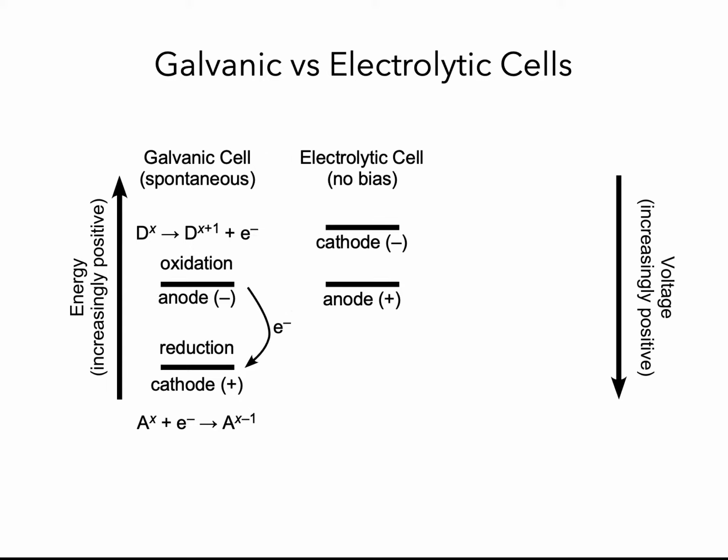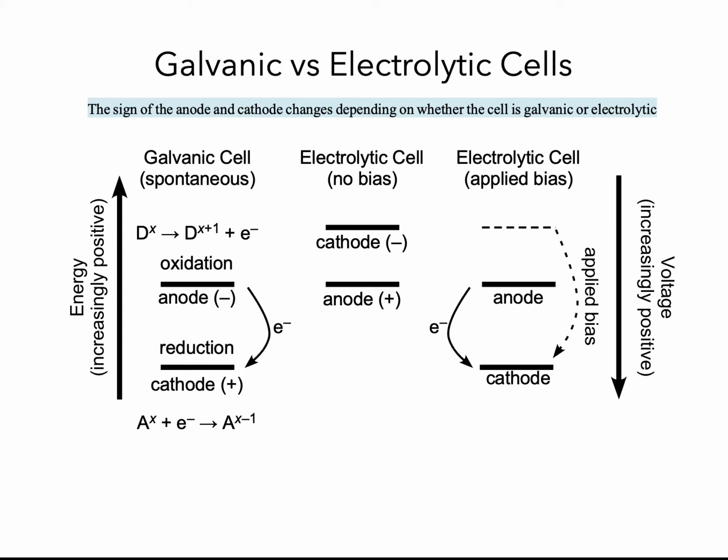In an electrolytic cell, there's no reaction at first. It's not spontaneous. The cathode must be at a more negative potential. But if we apply a bias, we can move the cathode down to a more positive potential, and then electron transfer can occur from the anode to the cathode. Note this means that the sign of the anode and cathode changes depending on whether the cell is electrolytic or galvanic, but the direction of charge is always the same, from the anode to the cathode.